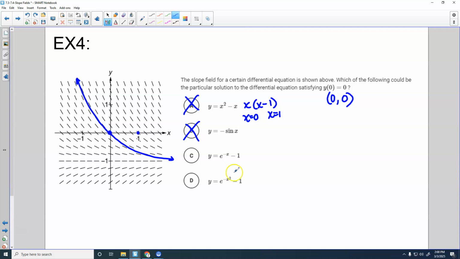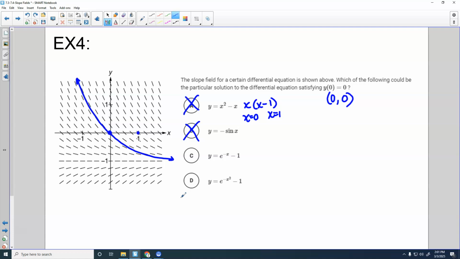Whenever we think about this, both of them do have a minus 1 on the end, and that shows you that it's been shifted down 1. Exponentials do have horizontal asymptotes, so we see that horizontal asymptote showing up there at 1. It does not help us distinguish between C and D, really, because they both have that minus 1.